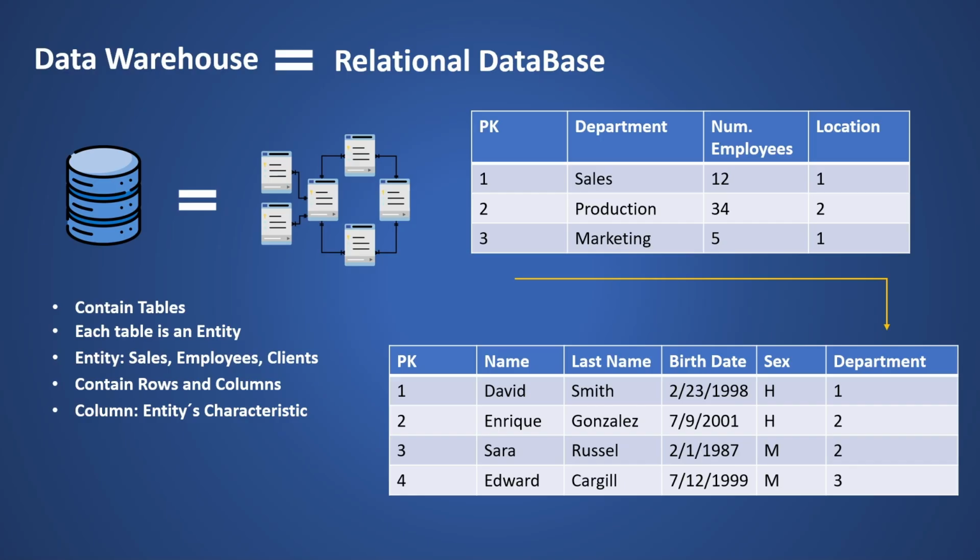For example, if we are talking about the entity of people, such as employees, their characteristics will be name, surname, date of birth, gender, etc. For this example, let's take the entity of employees represented by the table below, with the characteristics of name, surname, date of birth, gender, and department number.